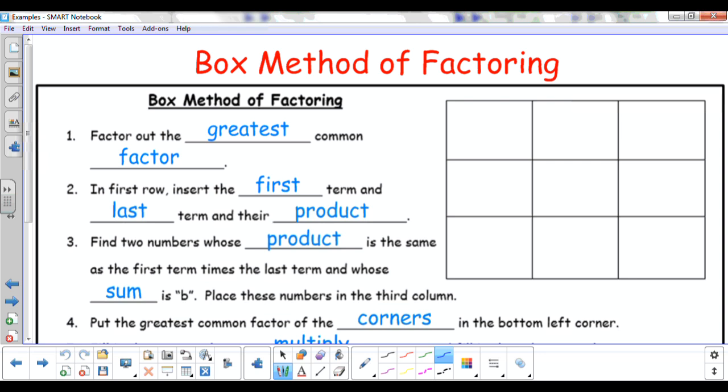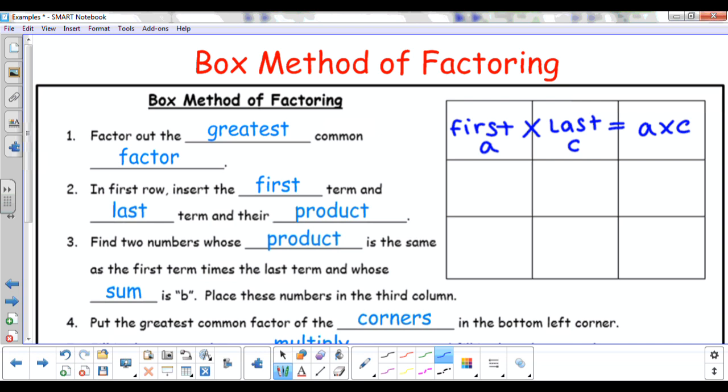in their product in the first top row of our boxes. So in the first box is our first term, and the second is our last term. So that's like your A and your C. And I'm going to want to multiply those and put their product in the last box on that top row.